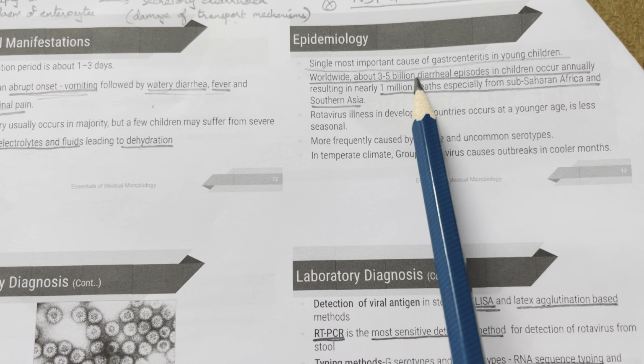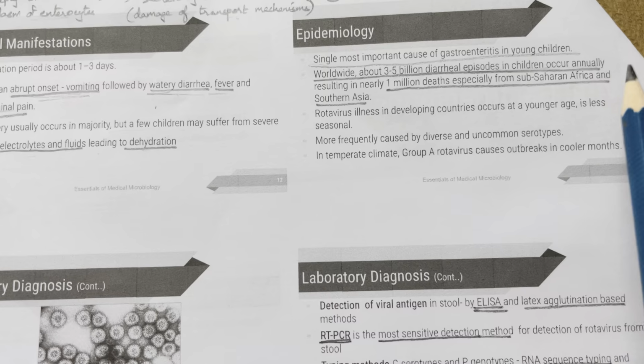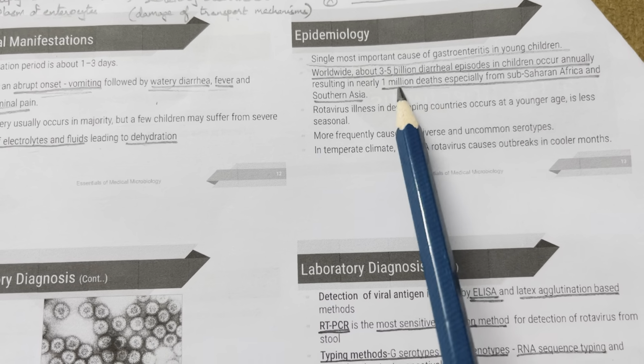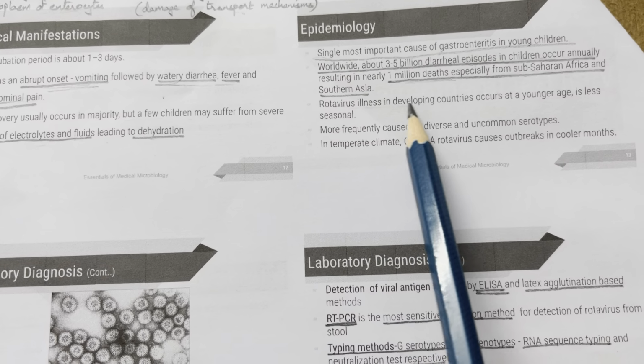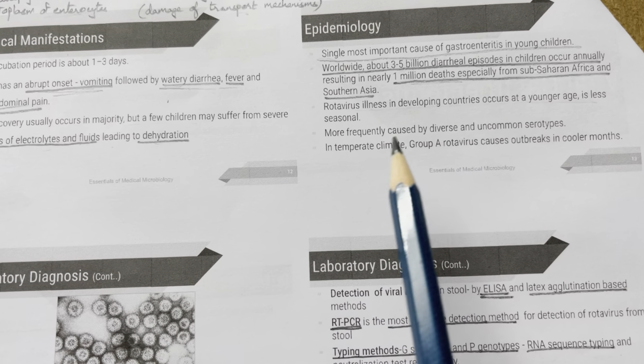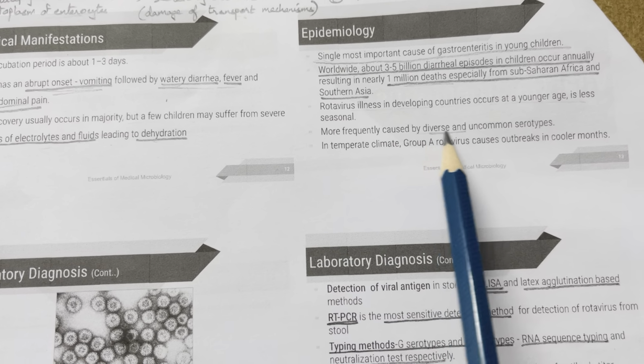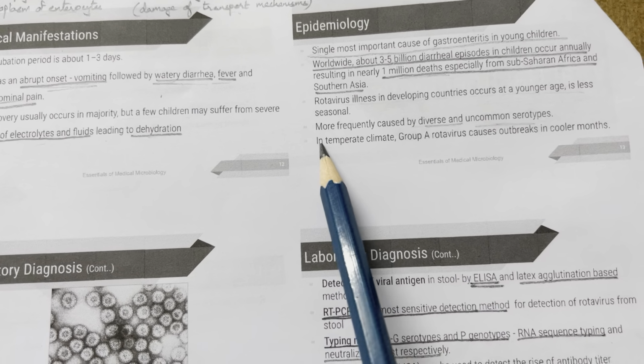Moving on to the epidemiology, it is the single most important cause of gastroenteritis in young children, and worldwide about 3 to 5 billion diarrheal episodes occur in children annually, resulting in nearly 1 million deaths, especially in sub-Saharan Africa and Southern Asia. Rotavirus illness in developing countries occurs at a younger age, and it is less seasonal and more frequently caused by diverse and uncommon serotypes. In temperate climates, group A rotavirus causes outbreaks in cooler months.